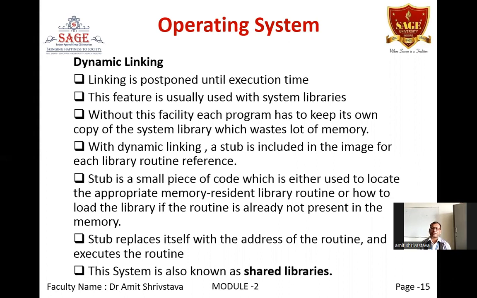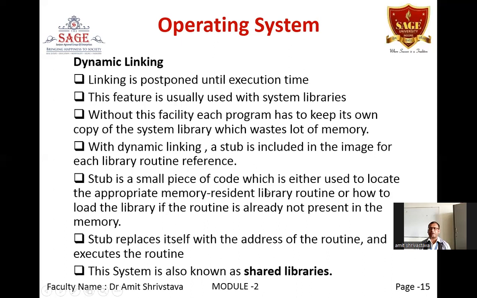So what we do in dynamic linking is that a stub is included in the image for each library routine reference. A stub is a small piece of code which is used to locate the appropriate memory-resident library routine, or to load the library if the routine is not already present in memory. The stub replaces itself with the address of the routine and executes the routine. This system is also known as a shared library.